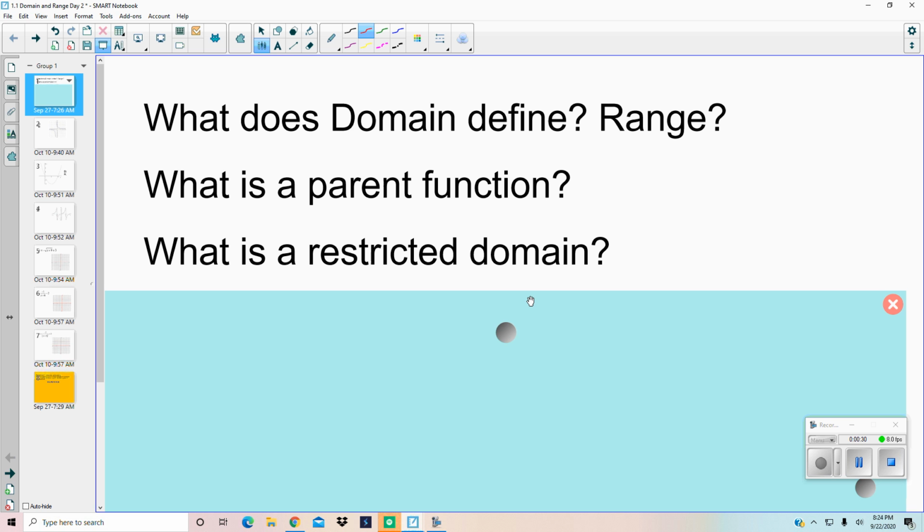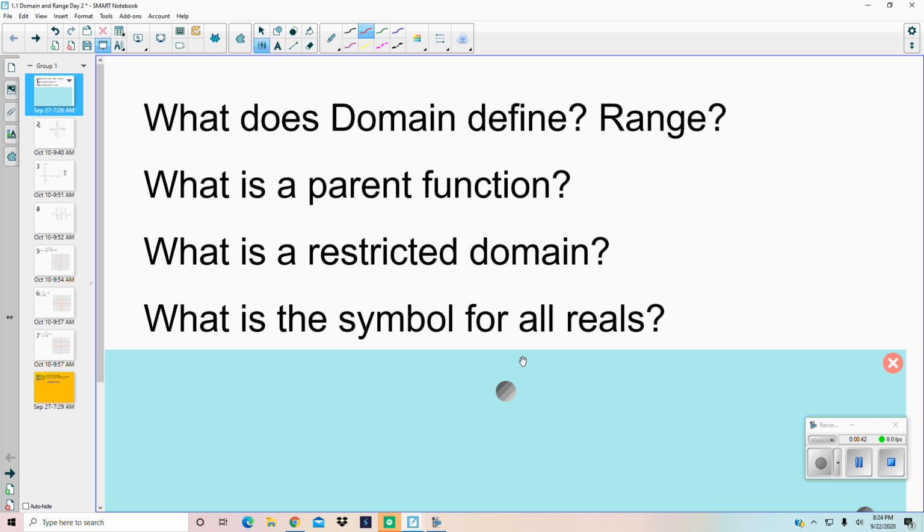What is a restricted domain? Restricted means that's when you tell what x cannot be equal to. You have a restricted domain when you have x in the denominator, because you can't have 0 in the denominator. What is the symbol for all real numbers? Remember, it's a double-lined R.